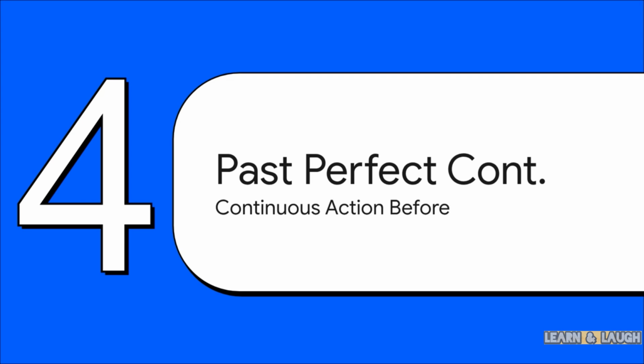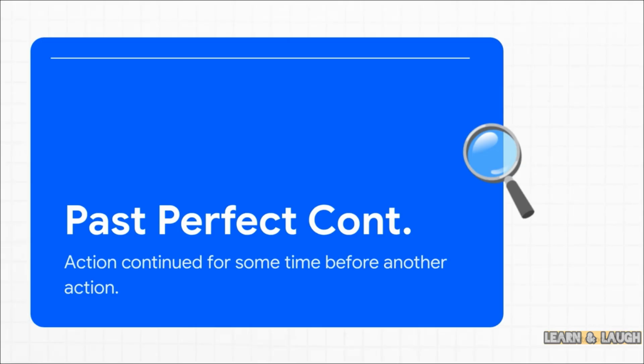All right, we made it to section 4, the past perfect continuous tense. This is all about a continuous action before another past action. This tense shows that an action continued for some amount of time before another action happened in the past. The entire focus here is on the duration. We are heavily emphasizing just how long a specific action was unfolding right up until the next event popped up.